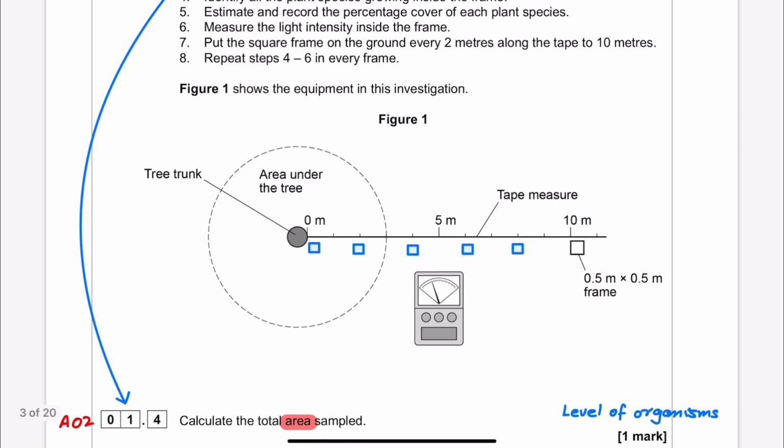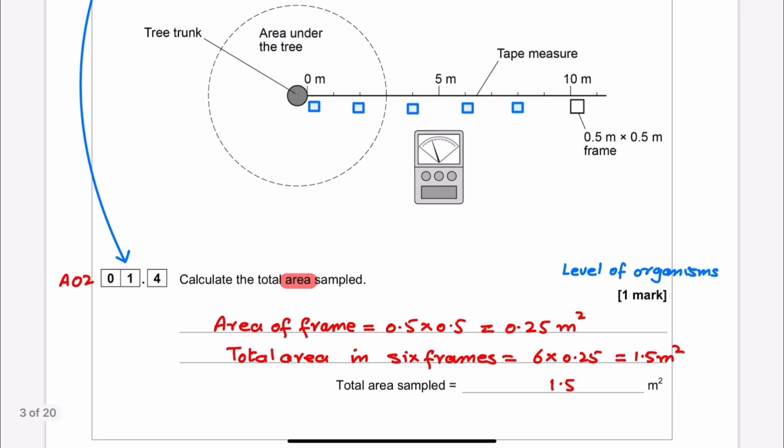Let's see the model answer. The area of the frame is 0.5 into 0.5, that is 0.25 meter square. Total area in 6 frames is 6 into 0.25, that is actually 1.5 meter square. So the total area sampled is 1.5 meter square.